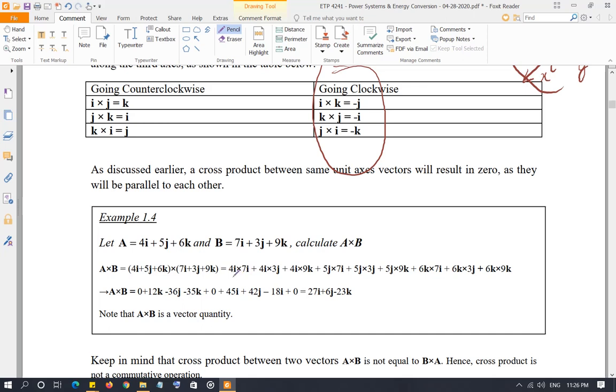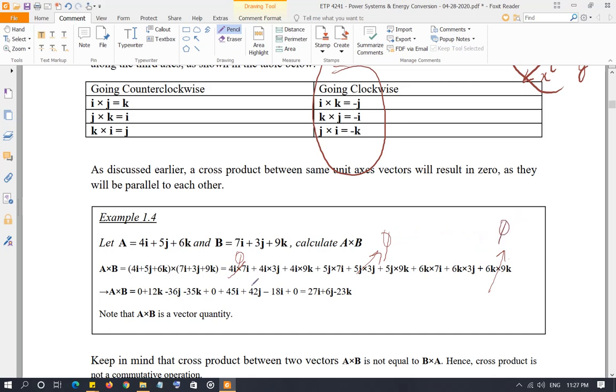Now remember, cross product is what? Magnitude of A, magnitude of B, sine of the angle between them. Now if both the vectors are in the same direction, the angle between them is 0, sine of 0 is 0. So anytime you're carrying out the cross product between the two similar vectors, that is i, j, and k, that's always going to be 0, because the angle between them is 0 and sine of 0 is 0. So you can just make them 0. This will be 0, this will be 0, and this will be 0.